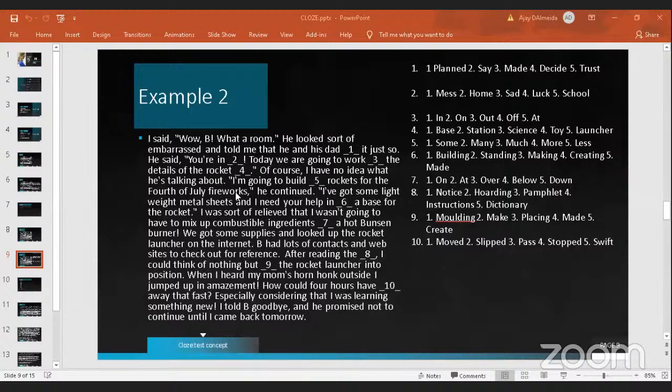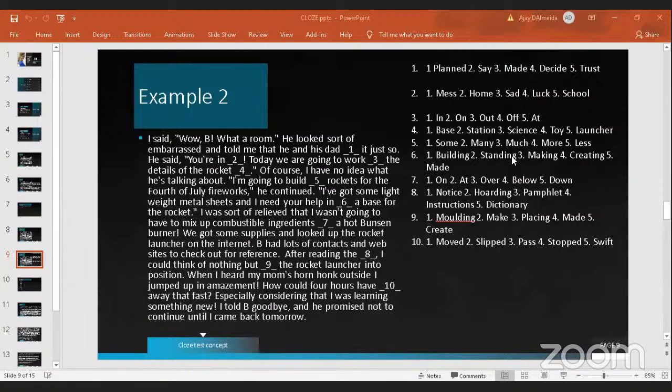I'm going to build some rockets for the 4th of July fireworks, he continued. I have got some lightweight metal sheets and I need your help in building a base for the rocket.